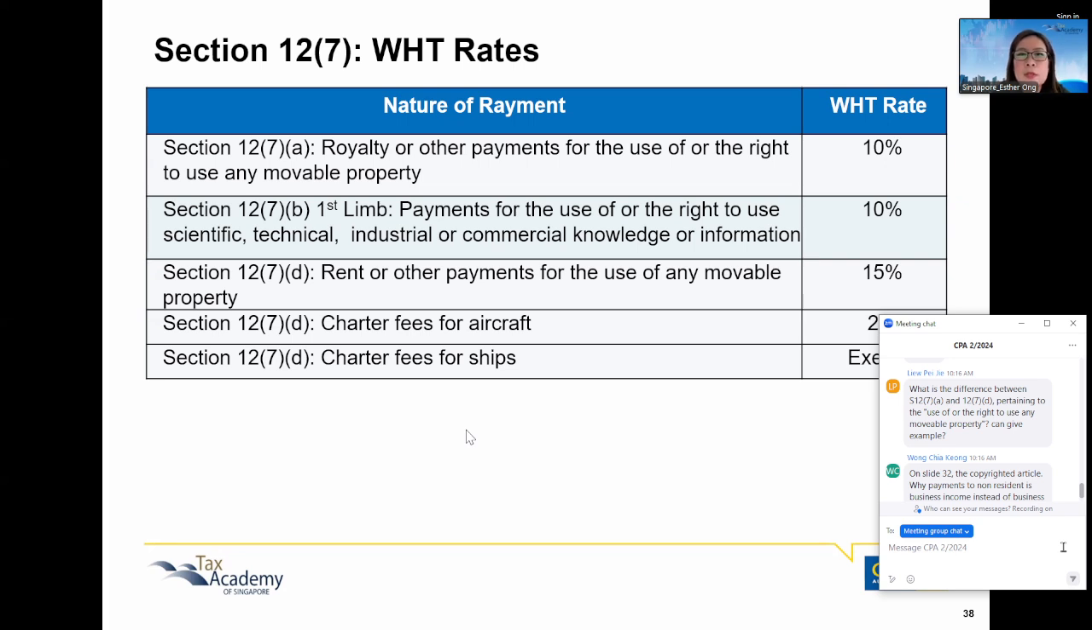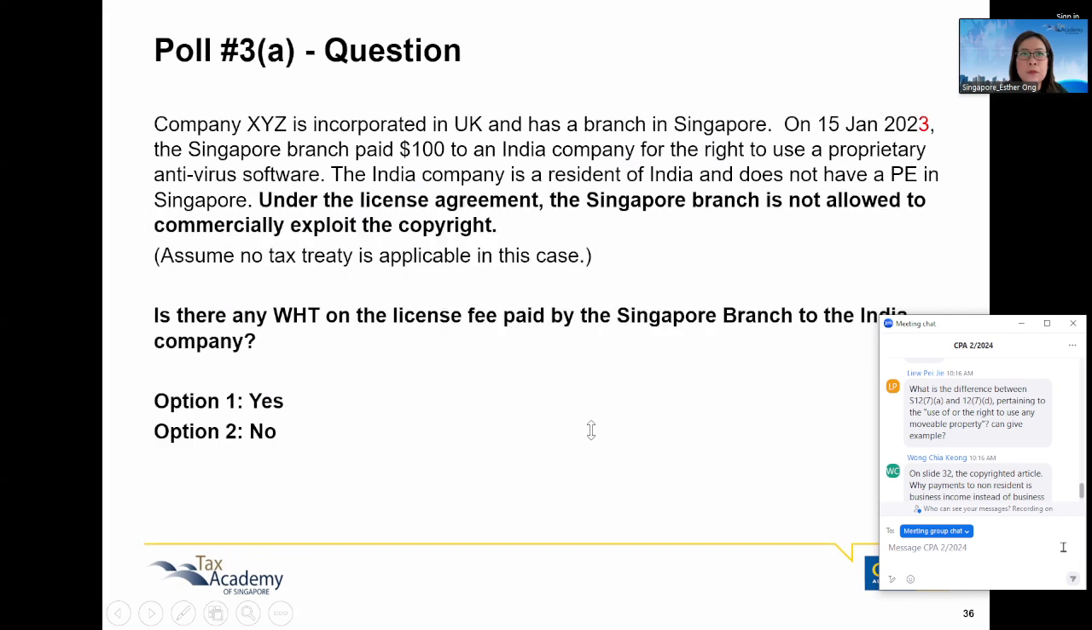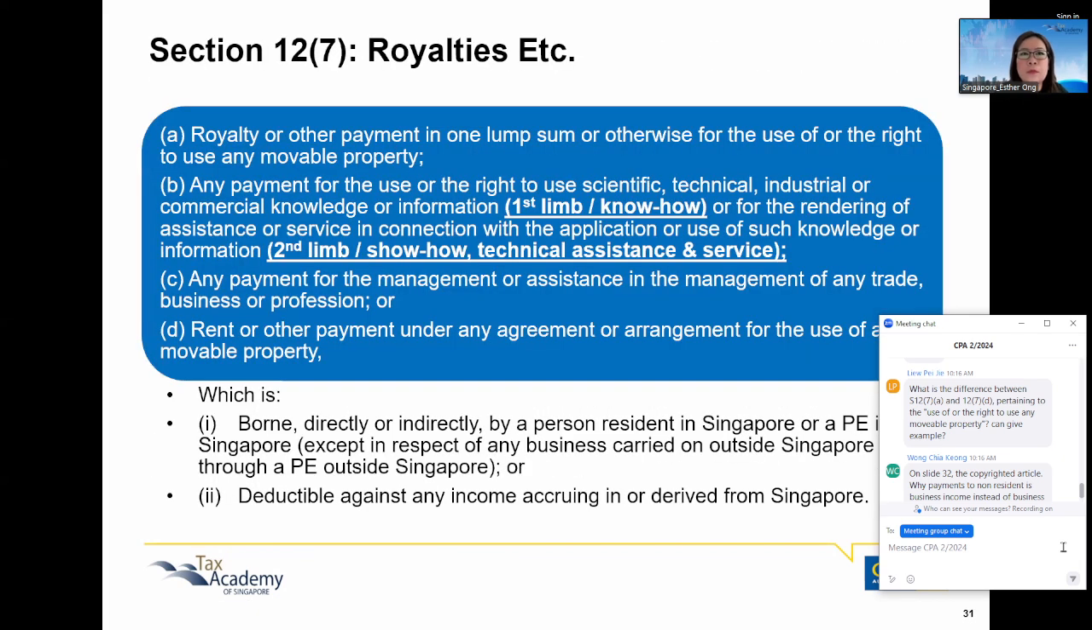Then there's a question from Pei Jie on what is the difference between section 12.7a and 12.7d pertaining to the use of or the right to use any movable property. Can give an example. Okay, so basically for 12.7a and 12.7d, let's go back and look at the provision. For A, the payment here is typically the royalty or payment in one lump sum. The description here is very specific. You look at the terms here, royalty or other payment in one lump sum. Whereas for D, the type of payment is rent or other payment under any agreement or arrangement. So D is more like the rental type of payment, whereas A is more akin to the royalty type of payment in one lump sum. And both relate to movable property.